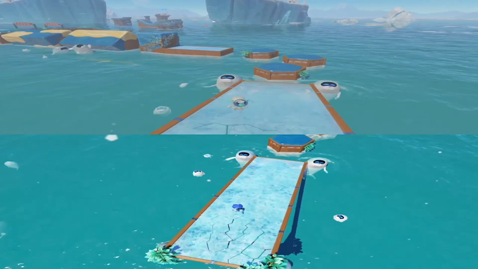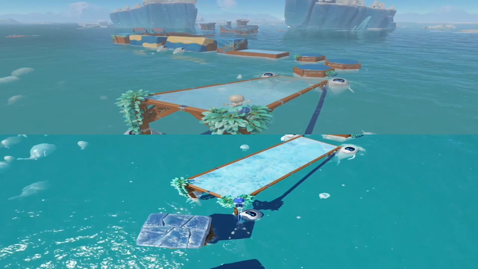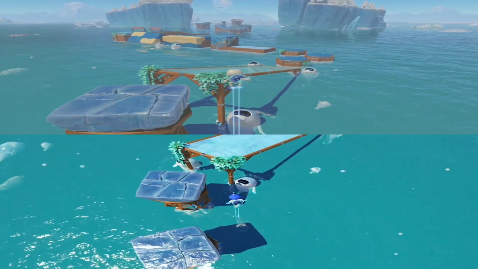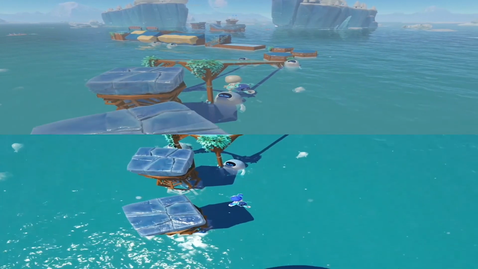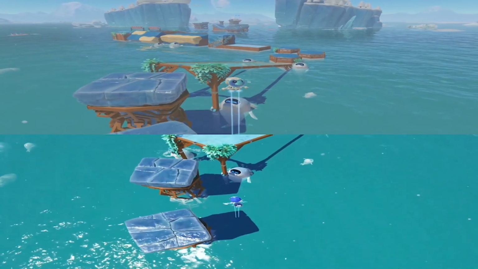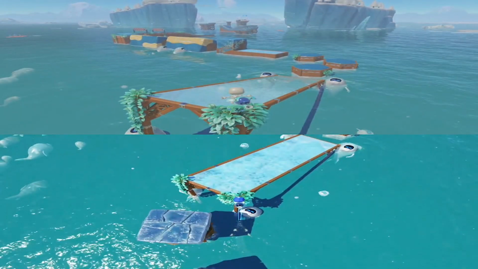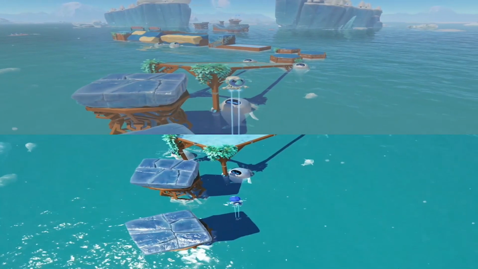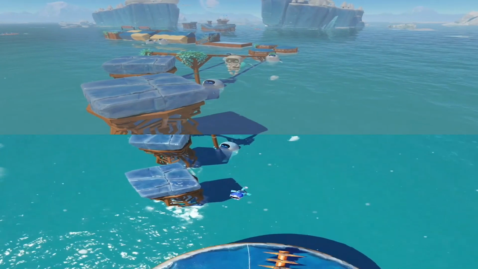Again, nothing too critical, but just small movements. Small movements in the air and whatnot will cost you. You can kind of see they were a little too far to the right and then went left.